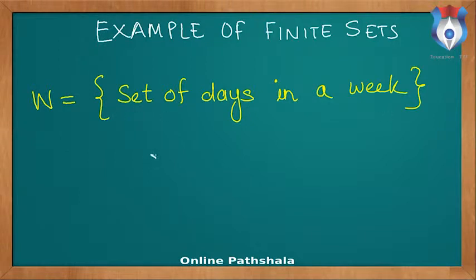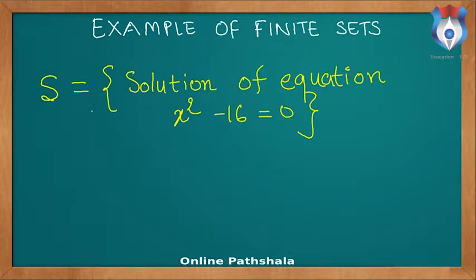Now we know that there are 7 days in a week, and therefore the set W is a finite set. Let us look at another set. Set S is the solution set of the equation x square minus 16 is equal to 0. Now let us look at what will be the solution to this equation. So we say x square minus 16 equals 0.